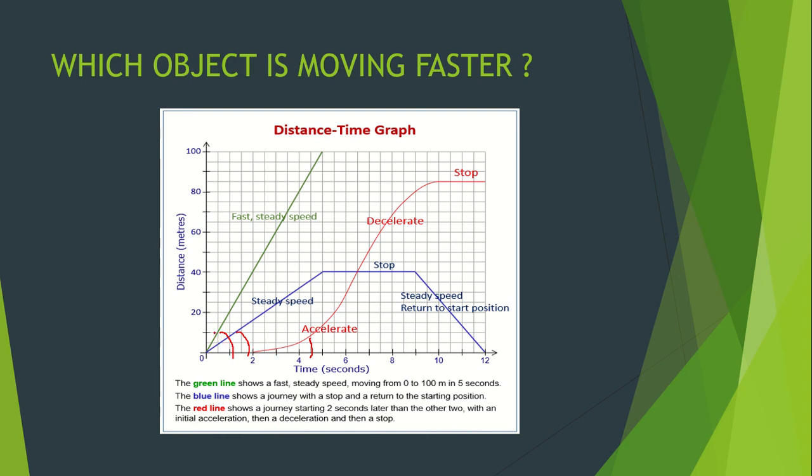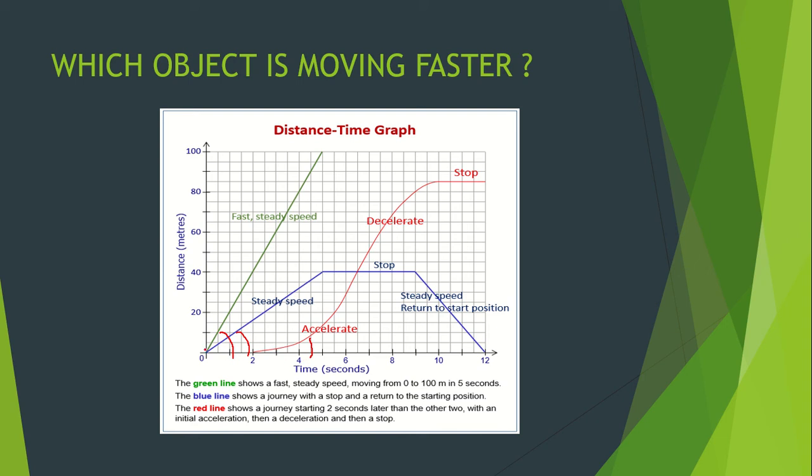You can see very clearly that the green line is making the biggest angle. So just looking at the magnitude of the angle, you can easily say the one which makes a bigger angle moves faster, and the one which makes a smaller angle is slower. So in this particular graph, the object showing the green line is the fastest one, and the object showing the red line is the slowest one.